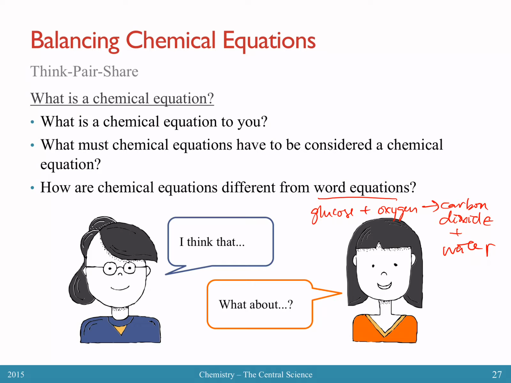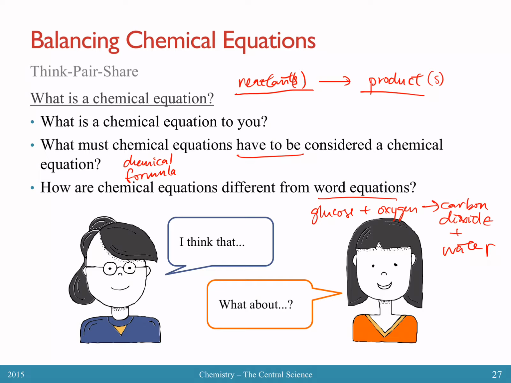Okay, so welcome back. I trust that you have discussed it with your partner. So what is a chemical equation to you? And what must they have in order to be considered as a chemical equation? So based on the responses that the other classes gave me, a chemical equation generally needs to have chemical formulas. Okay, but a chemical formula alone is not sufficient for it to constitute a chemical equation. For it to be a chemical equation, you must have some form of reactants giving you some form of products.